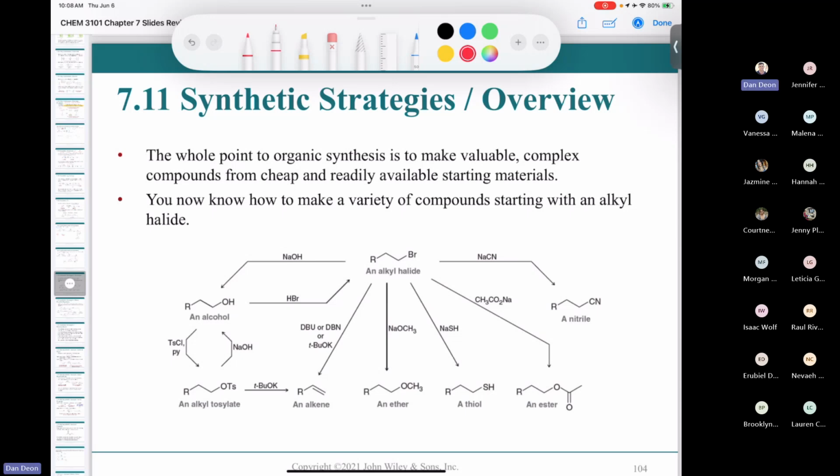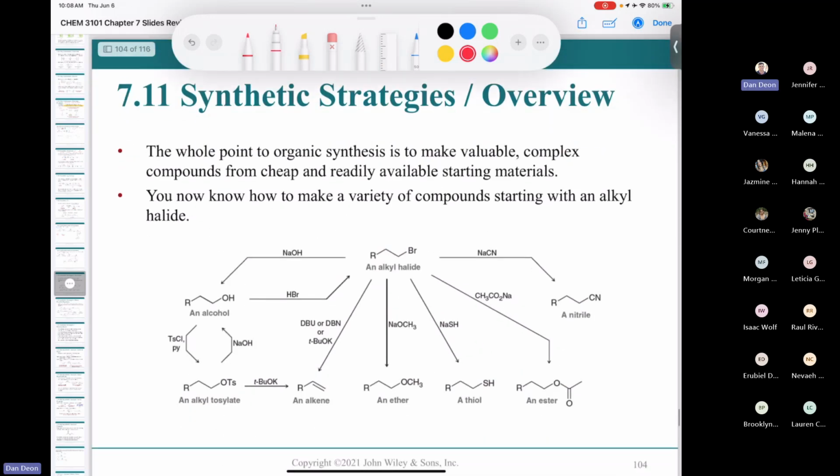Why do I have to learn all of these reactions? I already passed General Chemistry 1 and General Chemistry 2. Why do I have to memorize all these reactions and learn about SN1 and SN2 and E1 and E2? Well, the reason is because organic chemists use synthesis to make valuable, complex compounds from something cheap and readily available.